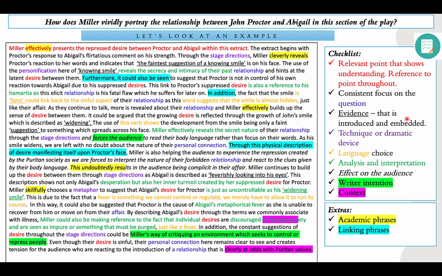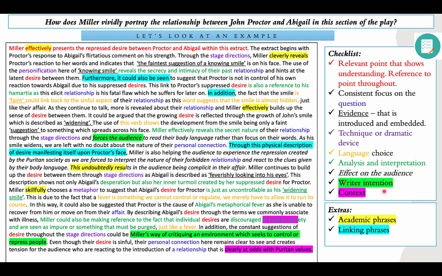Evidence that's introduced and embedded. If you are struggling with how to introduce and embed your quotations, do have a look at my micro lessons. There's a very short session that shows you exactly how to do that effectively. Every time you identify and name a technique or dramatic device, anytime you comment on language, and then we've also got analysis and interpretation of techniques, devices and language. Reference to the effect on the audience.